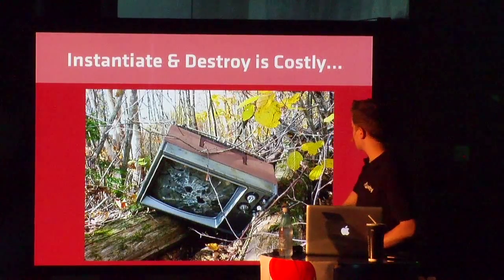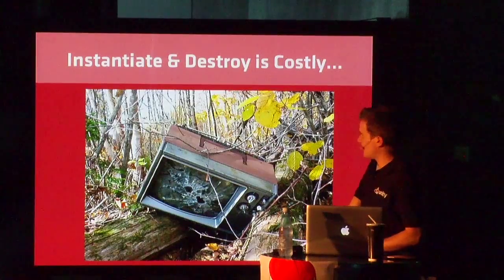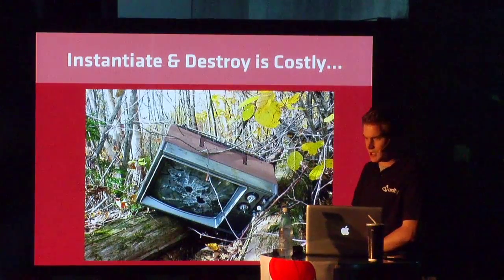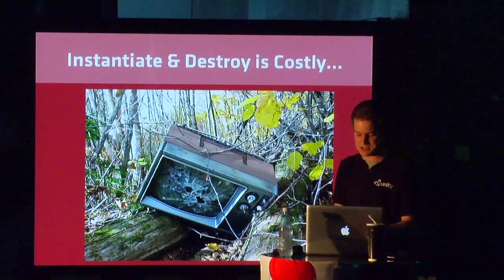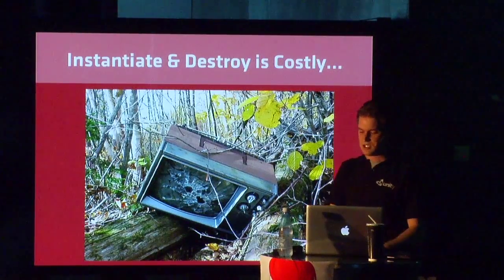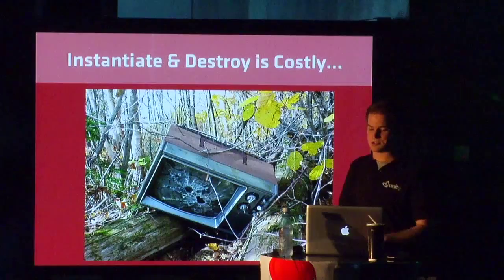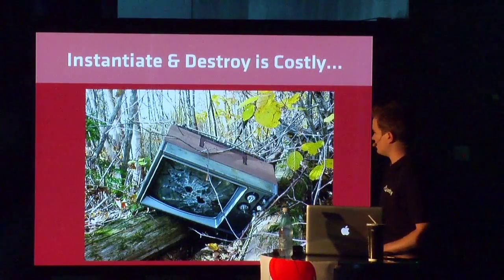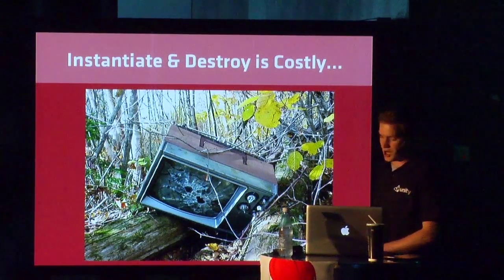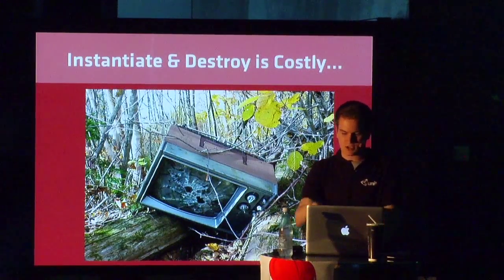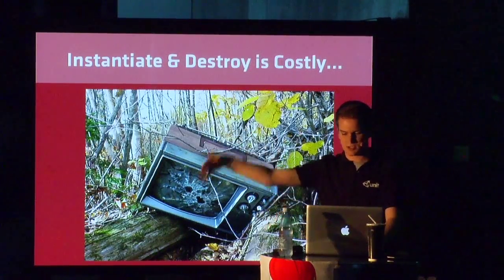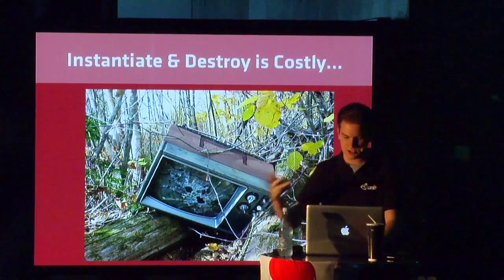Cool. Instantiate and destroy is costly. So the first thing that everyone probably makes in Unity is: click a button, a cube drops, and then it destroys itself. Because that teaches you how to bring objects into the scene and get rid of them later, and input and stuff like that. But that's very costly on a phone. You've got all sorts of things, such as the garbage collector, to worry about. So if you're creating lots of objects and then destroying them, the garbage collector is going to have to come and scoop them up and delete them each time.